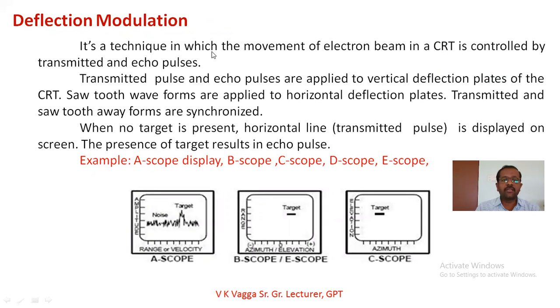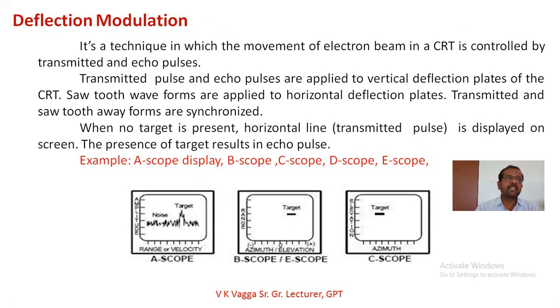It's a technique in which the movement of the electron beam in a CRT is controlled by the transmitted and the echo pulses. So it is exactly the same as your CRO, cathode ray tube. It is going to operate with two signals: one is the transmitted signal and another one is the echo signal. Apart from that, it also takes one more signal, the sawtooth waveform.